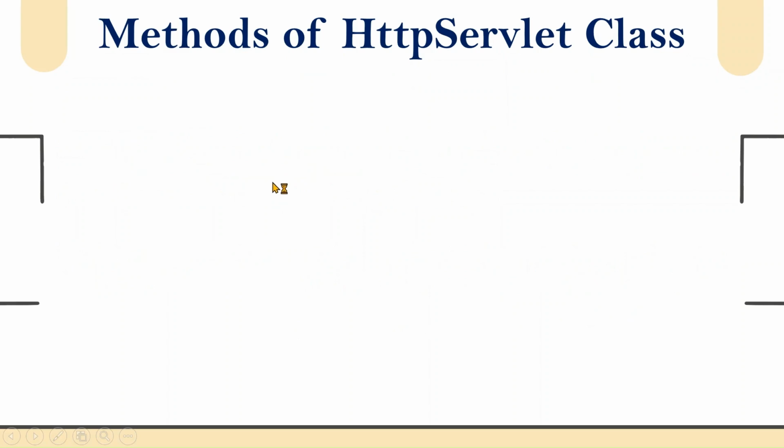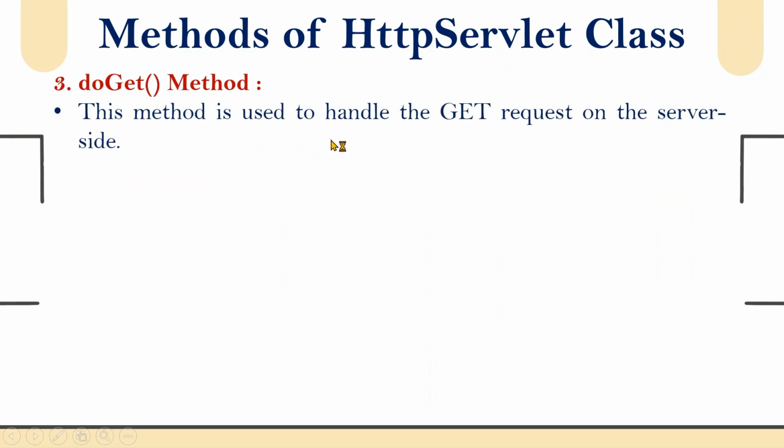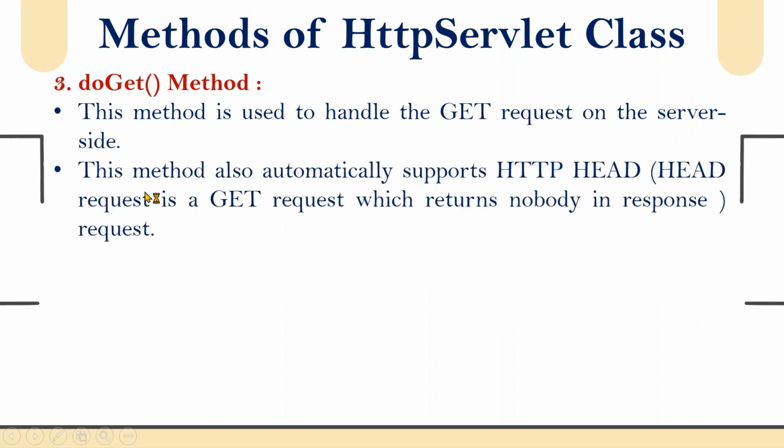Now, in continuation of the methods of HttpServlet, we have the doGet method. This method is used to handle the GET request on the server side. This method also automatically supports HTTP HEAD. The HEAD request is a GET request which returns no body. Body is the actual content.